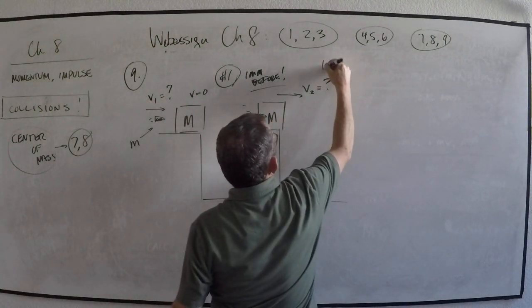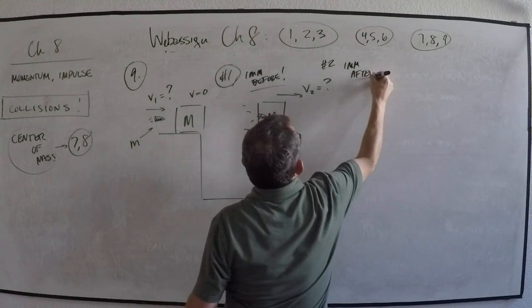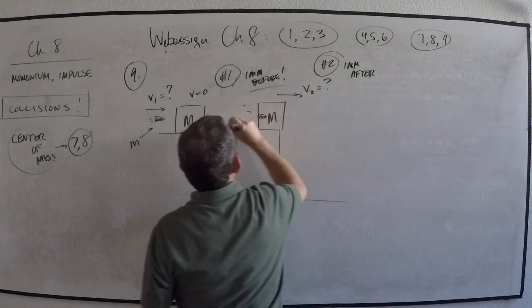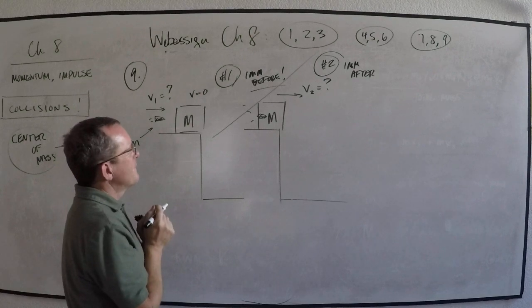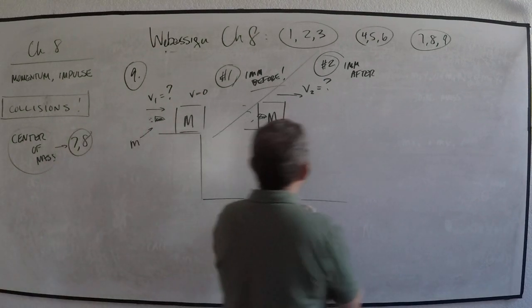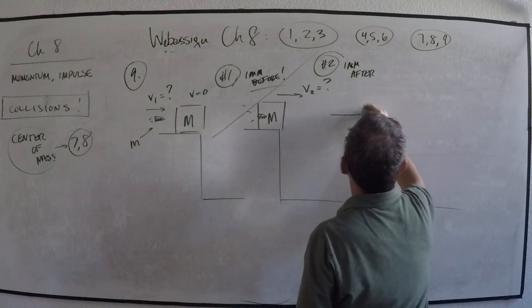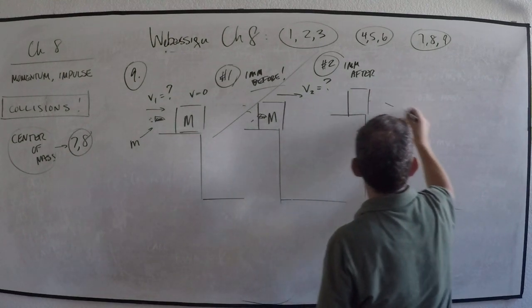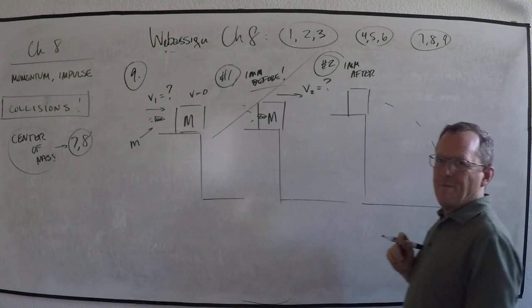So this is going to be picture 2, immediately after. Let's see if I can do that. Sorry about the spacing. What happens then? Well, then he becomes a projectile. And so we have a combo problem.